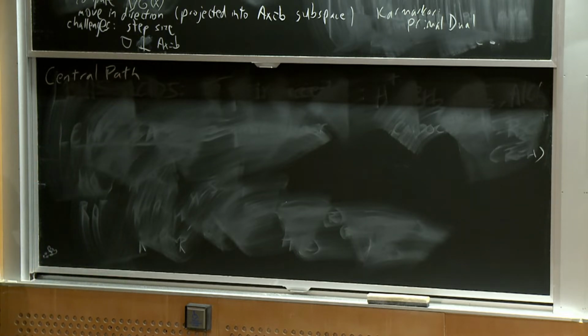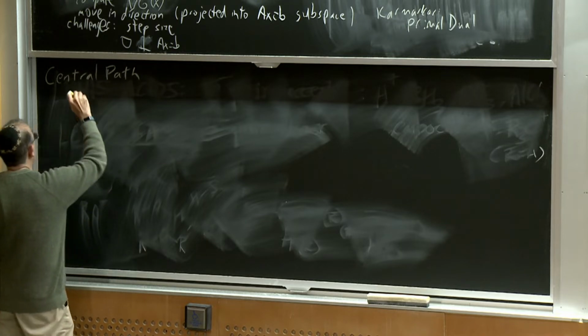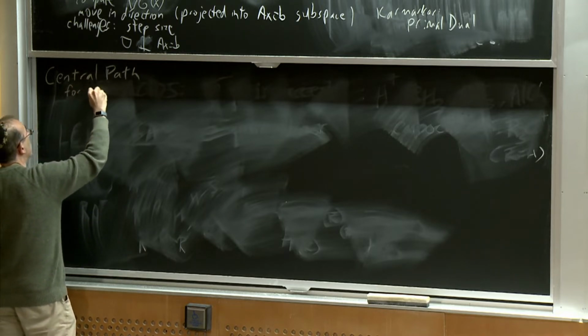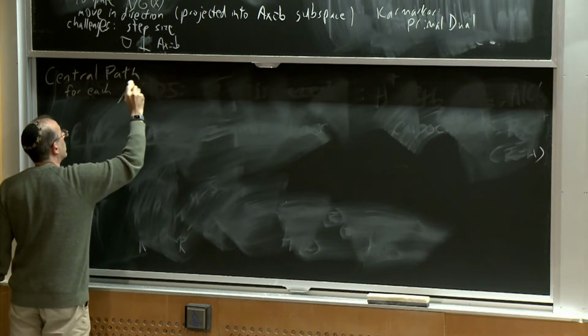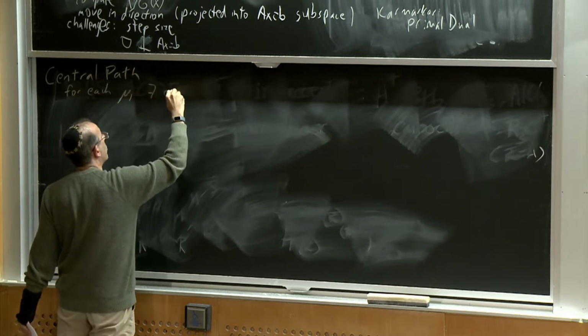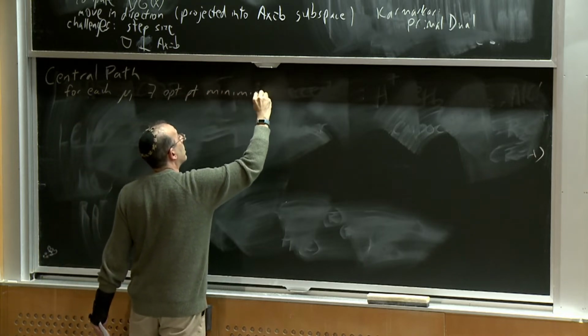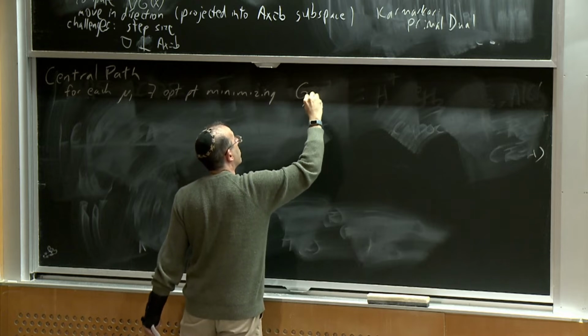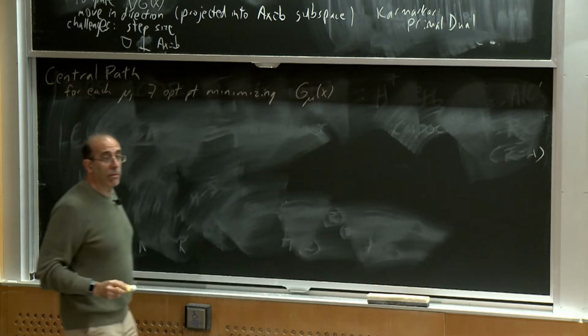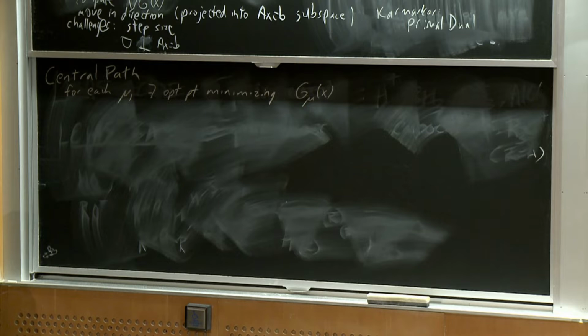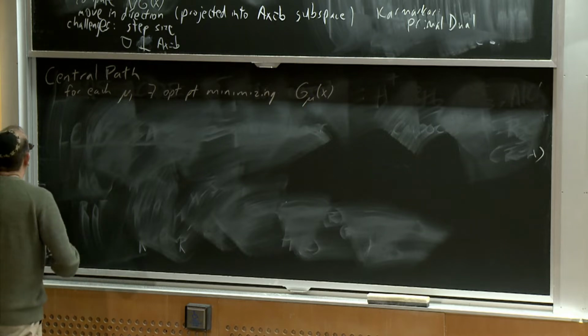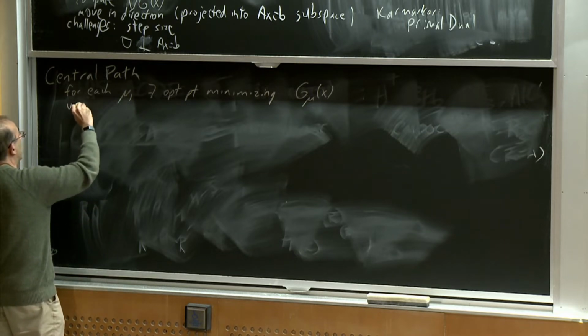Okay. Now, more recent methods for interior point use a new idea called the central path. This turns out to be more mathematically elegant and to convey some other nice intuitions. Notice that for each mu, there exists an optimum point minimizing what I will call G sub mu of x. And so you can imagine varying mu.